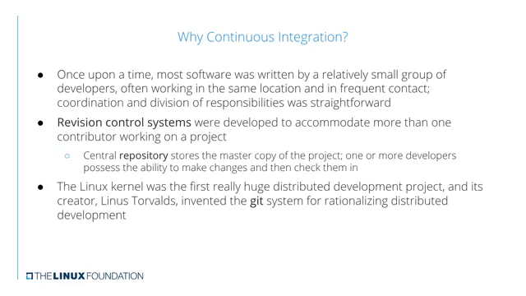The first really hugely distributed development project was the Linux kernel, where literally people are all over the world, and these days there are thousands of people. The Git revision control system was invented by Linus Torvalds himself in order to rationalize this kind of distributed development.